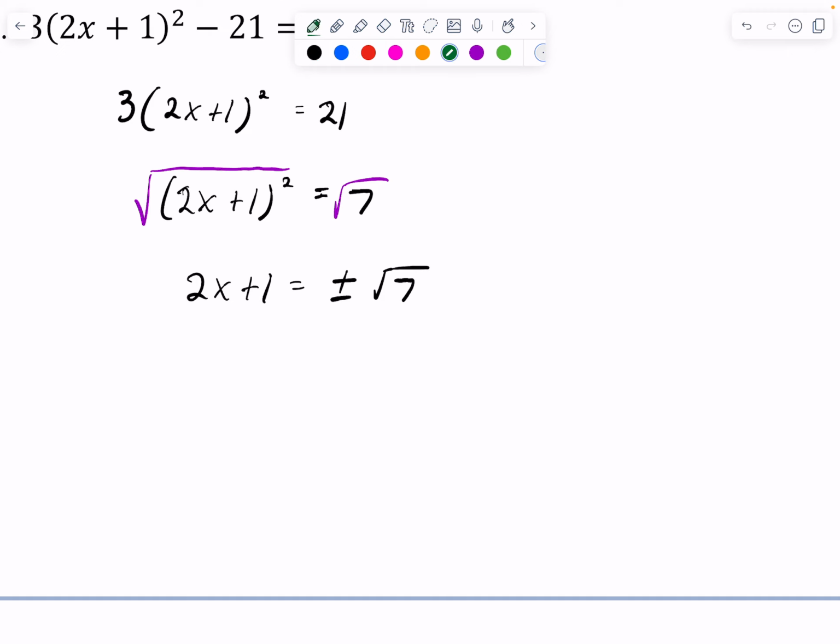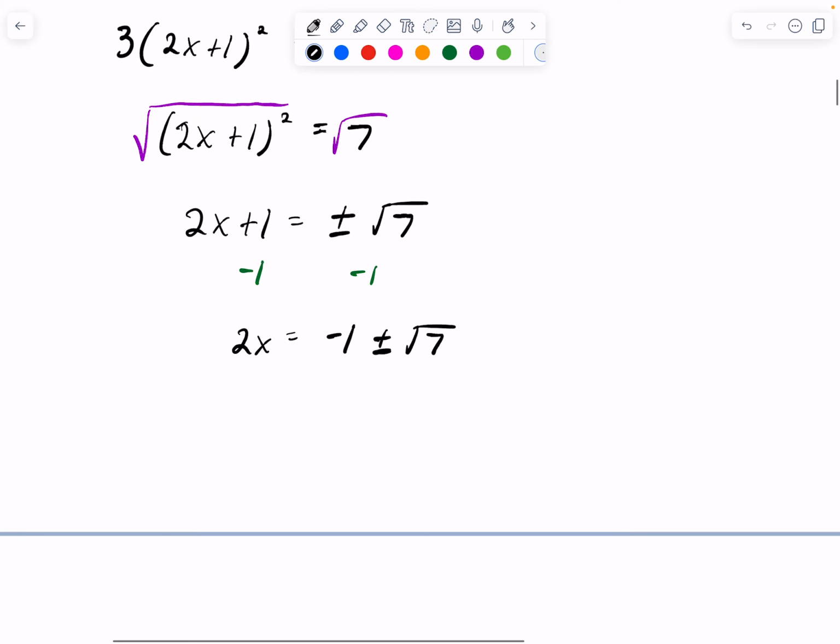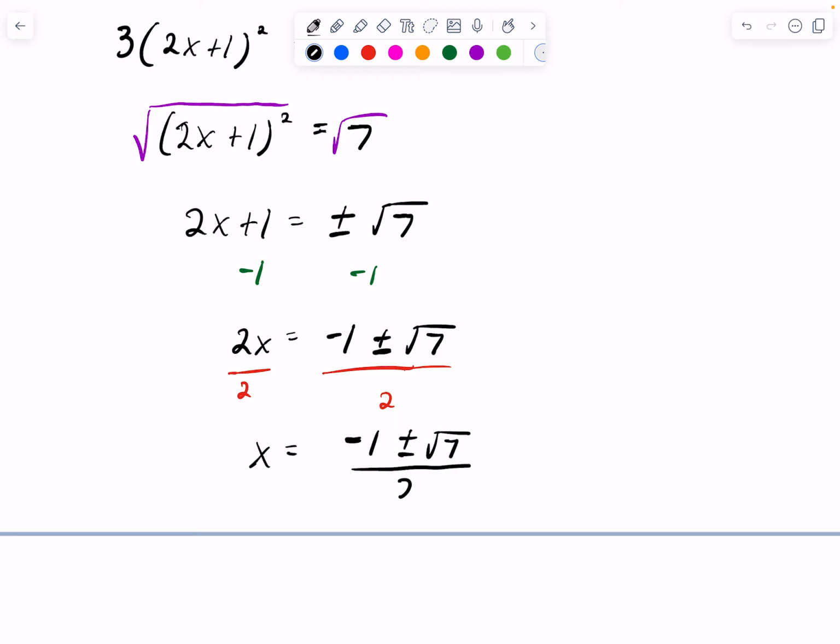So now watch the work that I do here. I'm going to subtract 1 from both sides. So here's how we write it. We write negative 1 plus or minus the square root of 7. Put that number that's not in the radical in front of the plus or minus. Then I have to divide both sides by 2. So how we write this answer for the x-intercepts is negative 1 plus or minus the square root of 7, divided by 2.